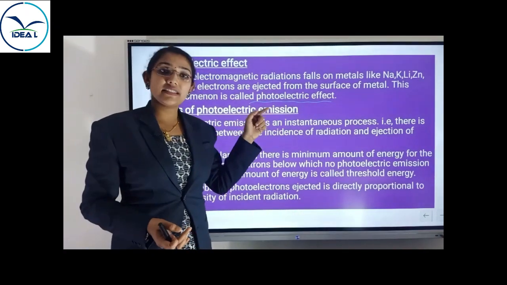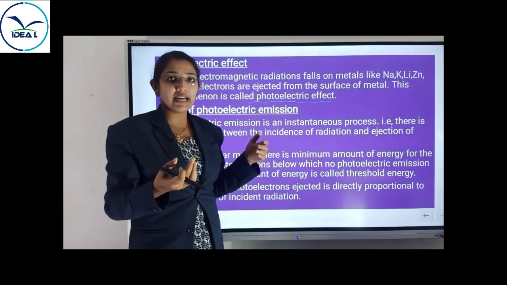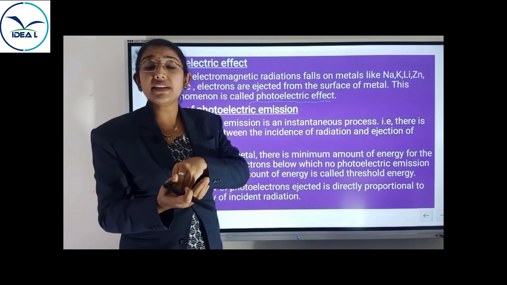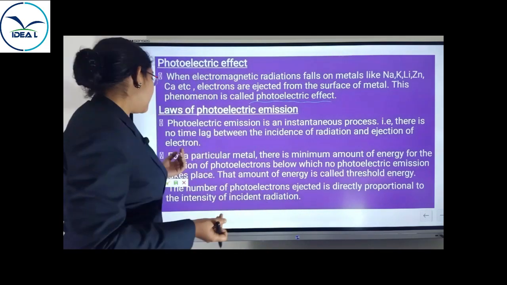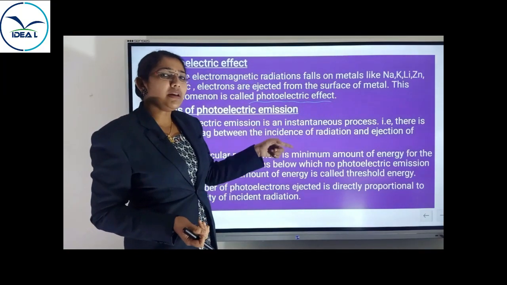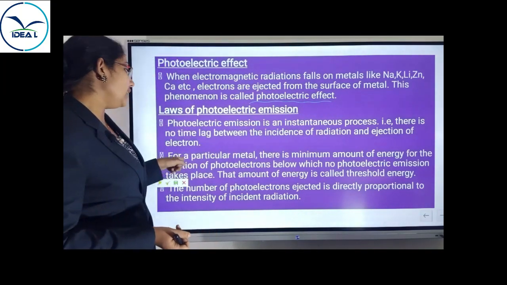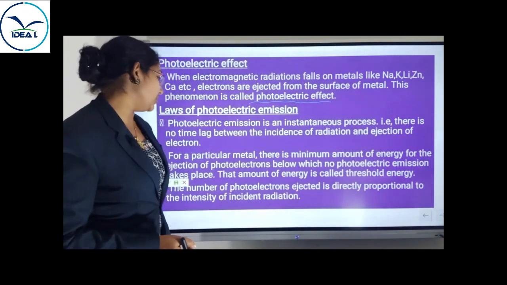Photoelectric emission is an instantaneous process. Instantaneous process means there is no time lag between the incidence of radiation and ejection of electron. Okay, then the second law is: for a particular metal there is a minimum amount of energy for the ejection of photoelectrons below which no photoelectric emission takes place.